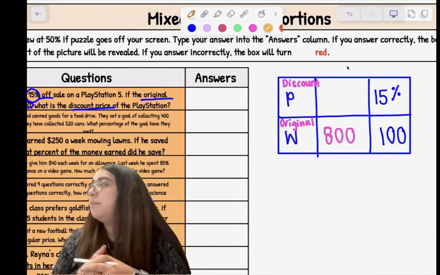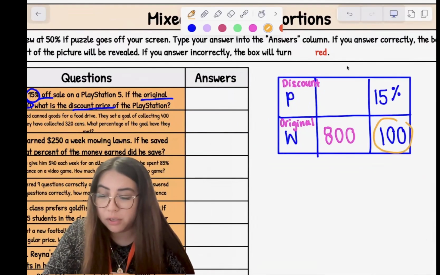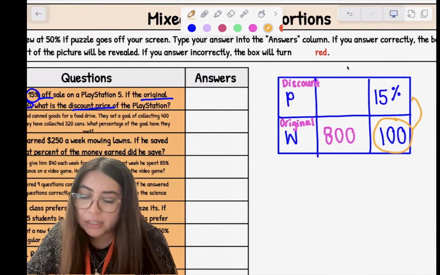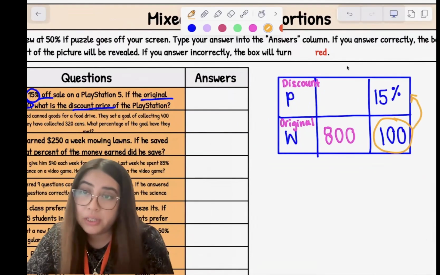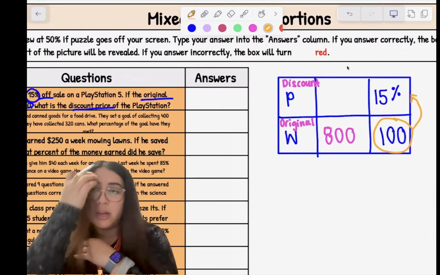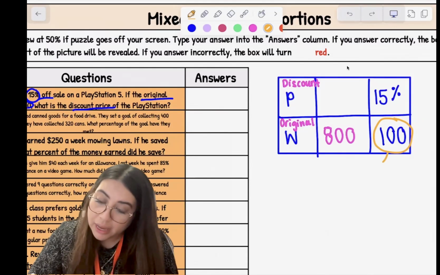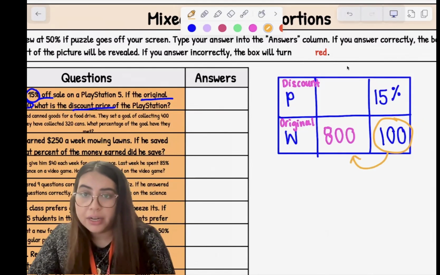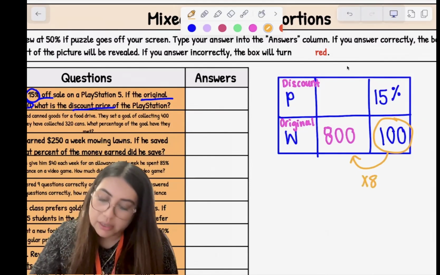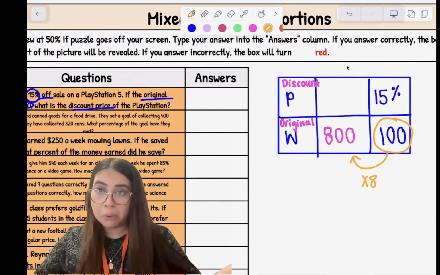So again, calling back to proportions, my corner number, the one I'm looking for, is 100, so I'm going to circle it. Now I need to find a relationship. If I look, I really can't do anything to get from 100 to 15. I can't divide 100 by anything to get 15, so I can't go that way. But can I go from 100 to 800? Well, I know that 100 times 8 is 800. I'm going from a small number to a big number, so I know I have to be multiplying.